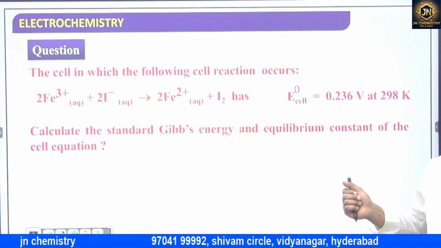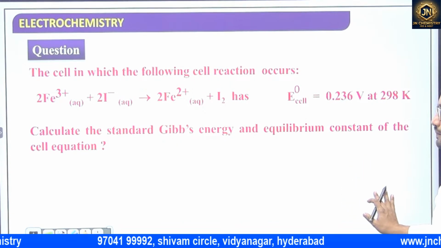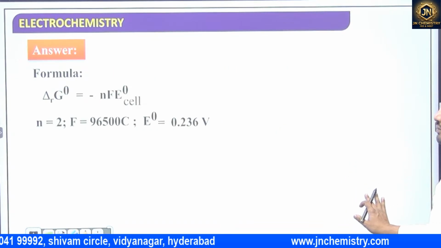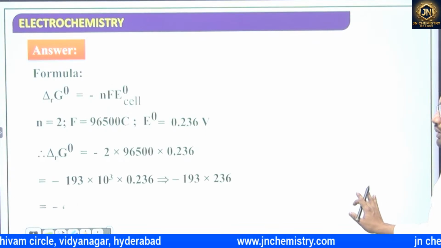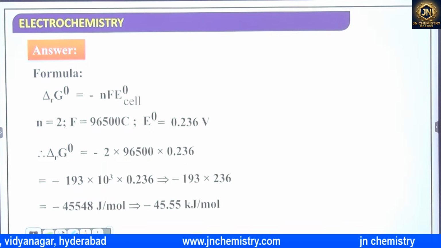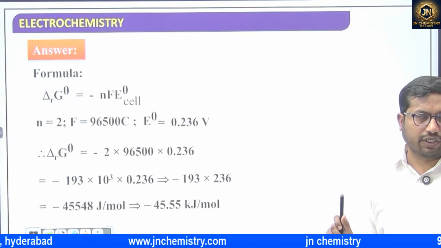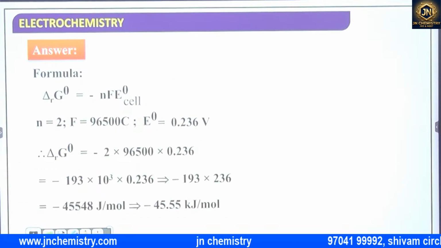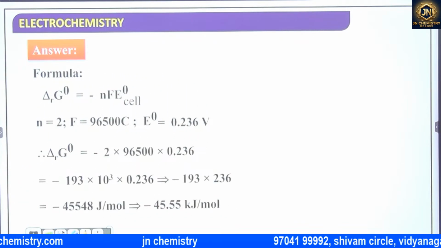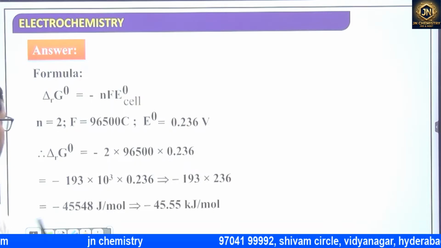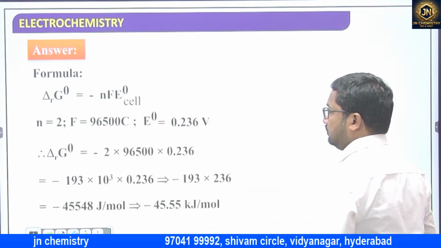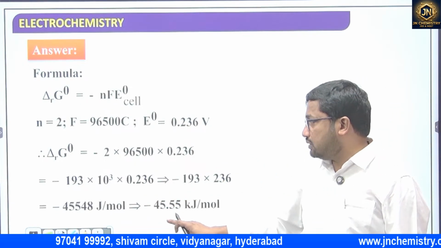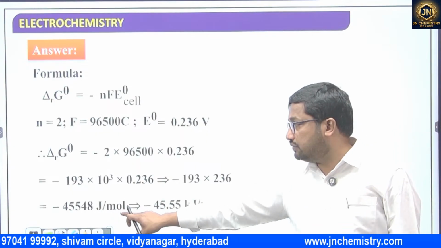Did you write the question? Take a screenshot otherwise. Same, delta G naught is equal to minus nF E naught cell, substitute it and you'll get the answer, minus 45.55. Just for the sake of an idea; after the class, just practice a number of questions, okay? So convert this joules per mole into kilojoules per mole. A lot of people are confused that the answer is not coming, so the units are also very important.